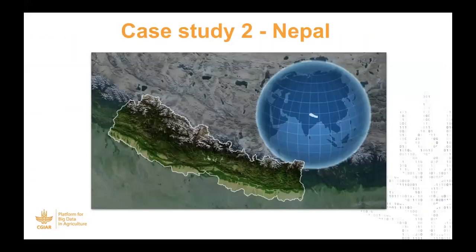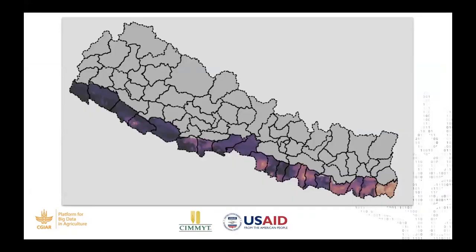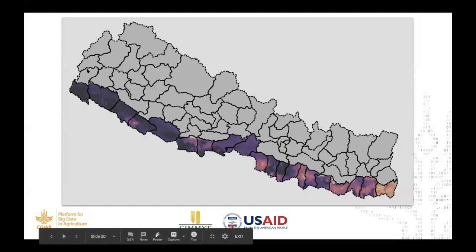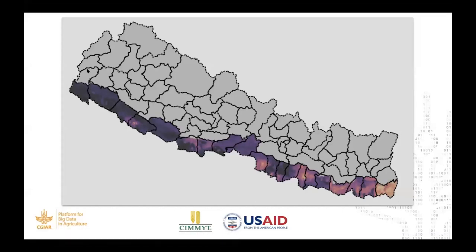So the second case study I want to present is work that we did in Nepal. Again, this is with CIMMYT, and this is where Jake came in as part of the analytical heavy lifting that we'll show you in a bit. In Nepal, the government, as in Mexico, had recently done a soil sampling campaign for most of the country. In this case, I'll just focus on the Terai region, which is the southern plains of Nepal that border India, and it happens to be the most important soil and agricultural zone for the whole country.